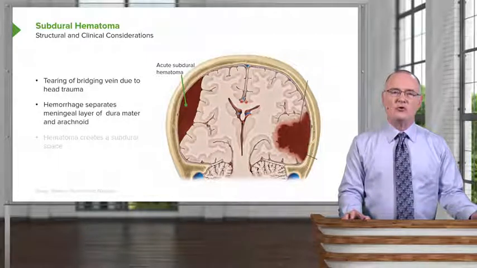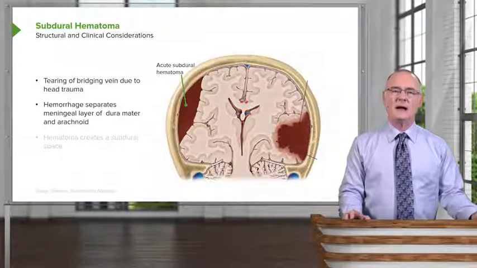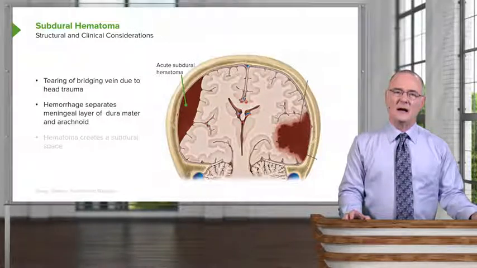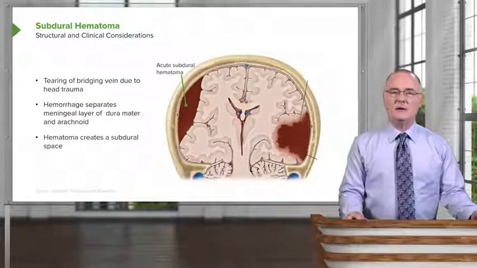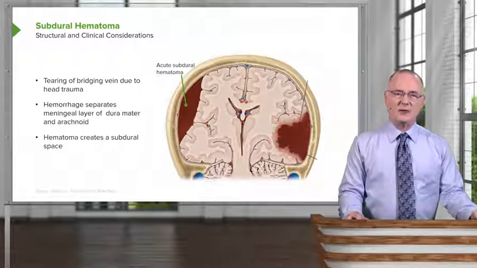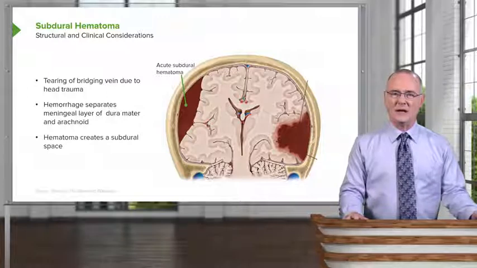As a result, the hemorrhage will separate the meningeal layer, specifically of the dura mater and the arachnoid, and so the bleed then causes this pathologic subdural space, which we see over here on the left side of the image. We also see another subdural bleed over here on the right side of the image, and this is bleeding into the lateral sulcus region. And again, a subdural hematoma will create a pathologic space, the subdural space, as it separates the meningeal layer of the dura mater from the arachnoid mater.